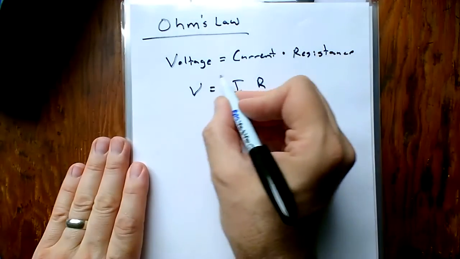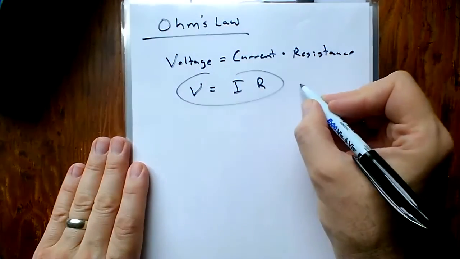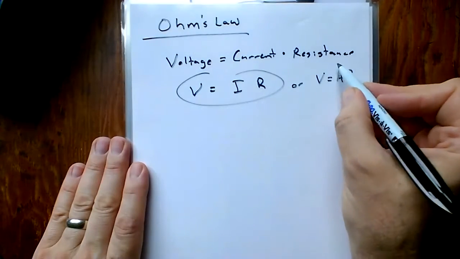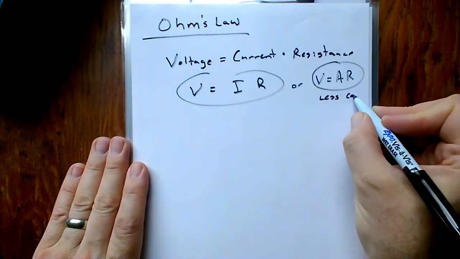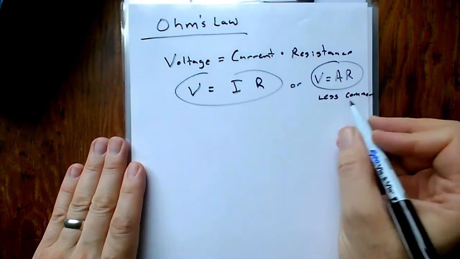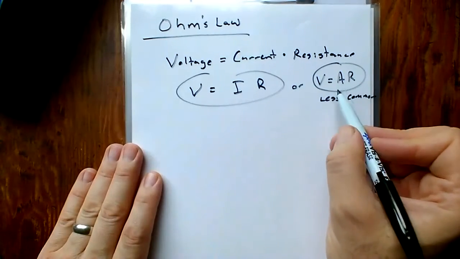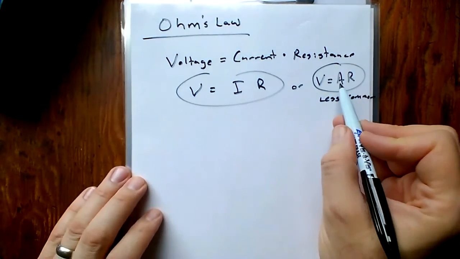Sometimes you'll also see this written as V is equal to AR. This is less common, but I will say that some people use this. They'll use that because the A is reminiscent of your units for amperage.